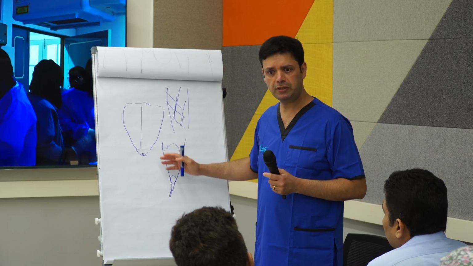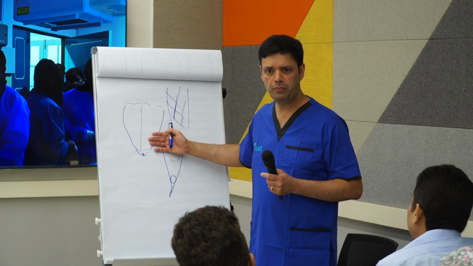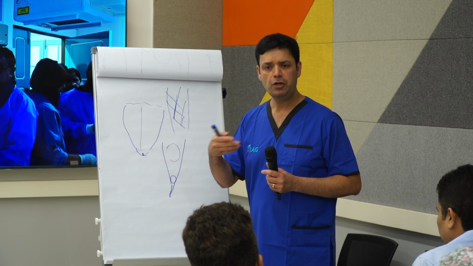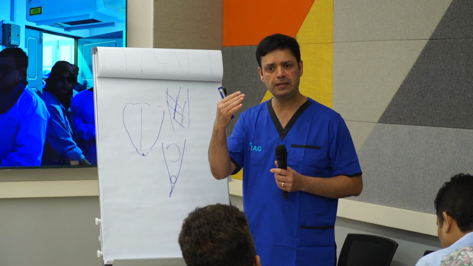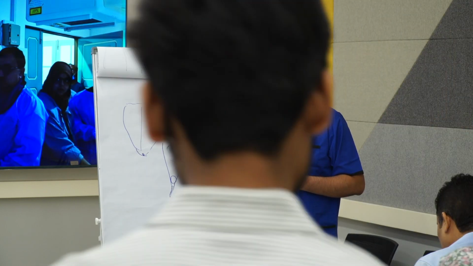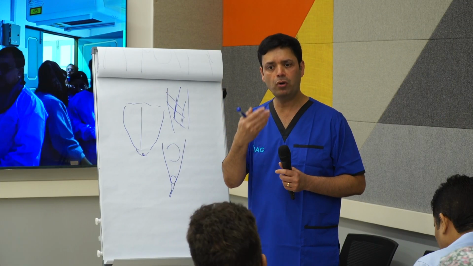There's a benign stricture, stone related, or if it's autoimmune or chronic pancreatitis, you don't need to dilate the stricture. You can just put a stent and then come back again.